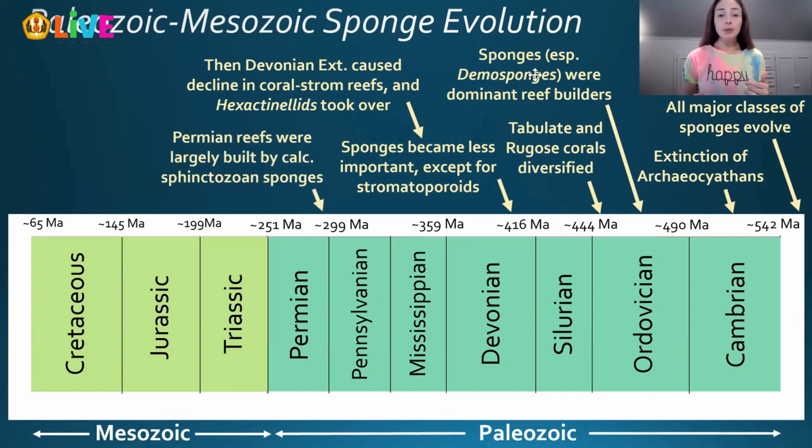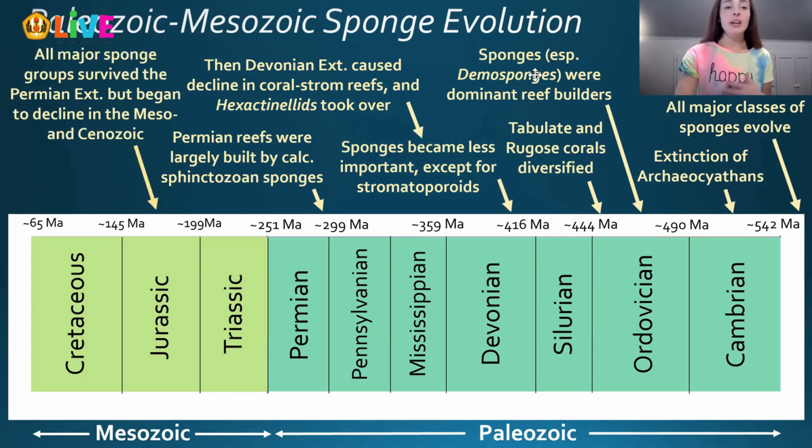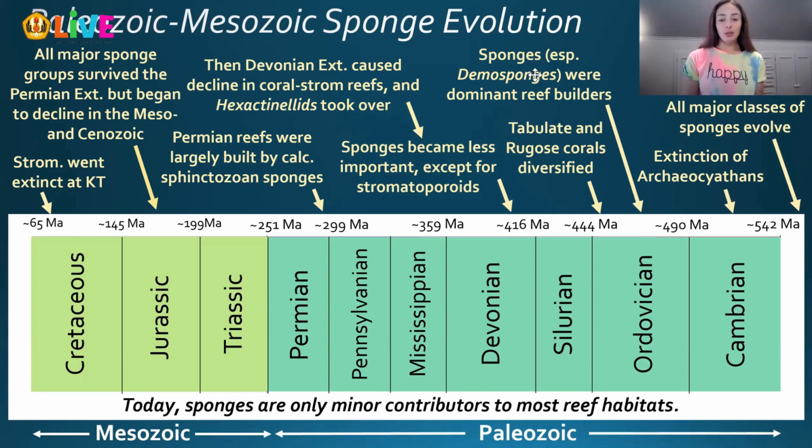And then you had Permian reefs, which were largely built by calcareous sphinctozoan sponges. Then you had the Permian extinction, which thankfully all of the major sponge groups did survive. However, during the Mesozoic, they began to decline in their dominance. At the end of the Mesozoic, stromatoporoids went extinct at the KT extinction boundary. During the Cenozoic, all the major sponge groups continued to decline in abundance and dominance to the point that today they are only minor contributors to most reef habitats. However, they're still very common on Earth today. You just don't see them.